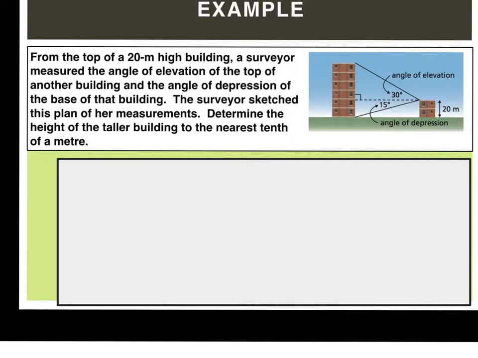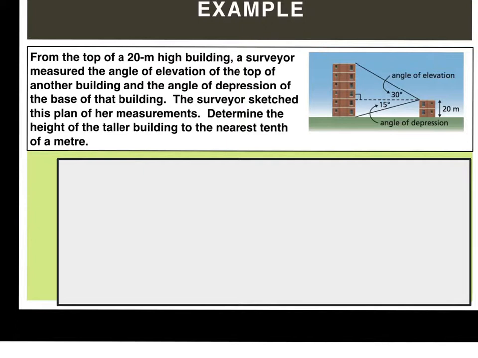Here we have a situation where it's 30 degrees and 15. They'd always give you those numbers. They'd tell you elevation's 30, depression's 15, or whatever the numbers are. So really what's happening here is we have a short building and a tall building, and someone's standing on the short building. They look up at the tall building, and there's an angle, the angle they would have to look. Then they look down at the bottom of the tall building, and there's another angle.